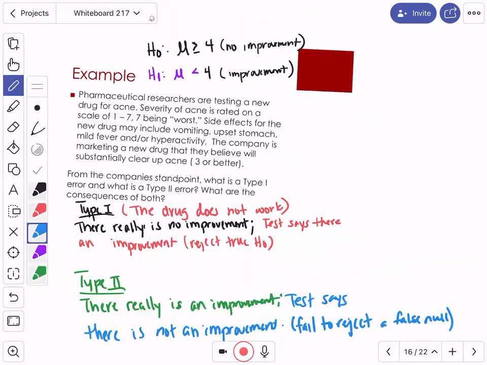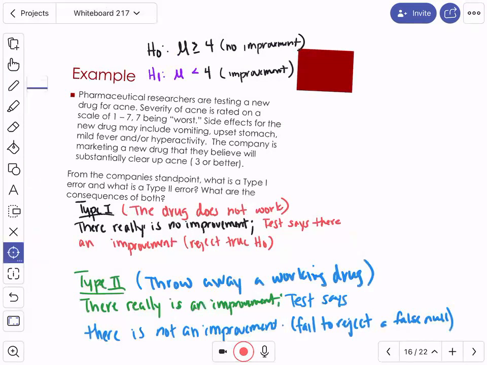Which means that now what happens here, you have a good drug, but you throw it away. You throw away a working drug here.